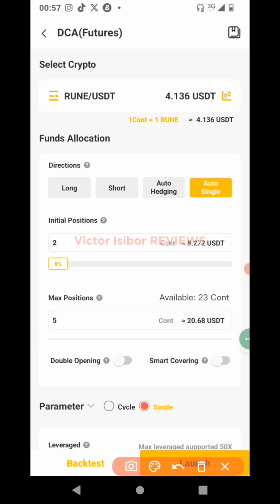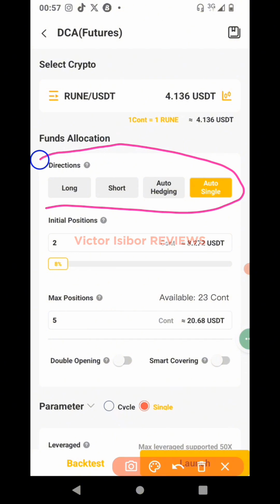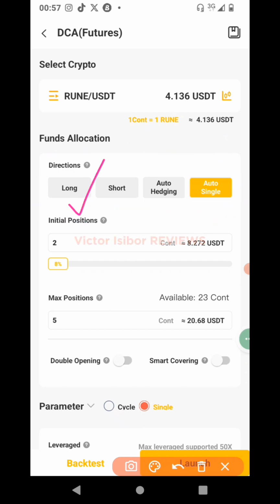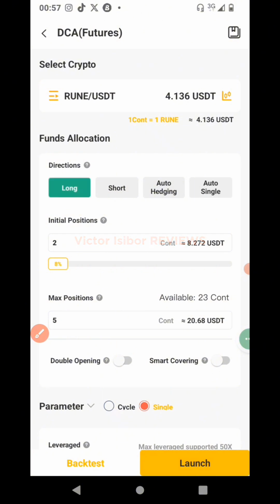Now, look at this place. You see directions. And you see that the yellow one written as auto single is highlighted automatically by Utrading. Automatically, it is there. Now, we are going to start our explanation from the very first one, and we will get to the auto single, and I will also explain to you what it is. So let's go first with long. All right, what is long?